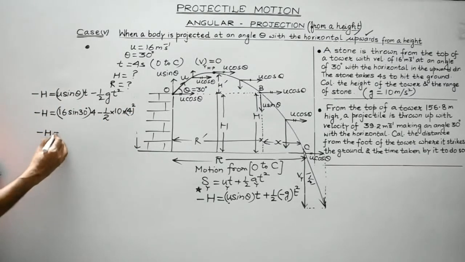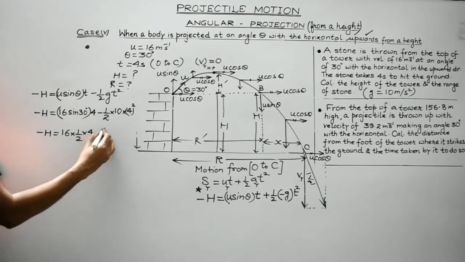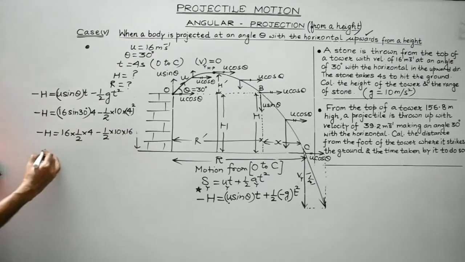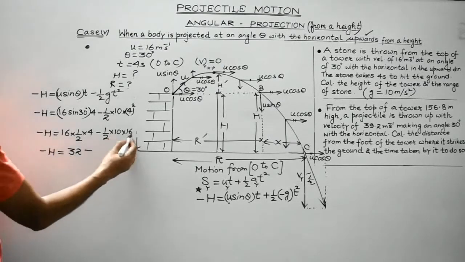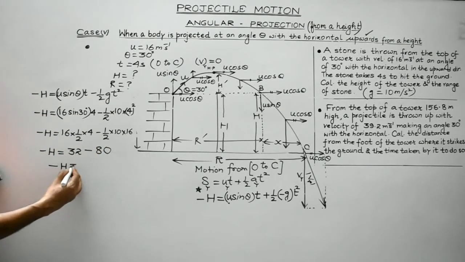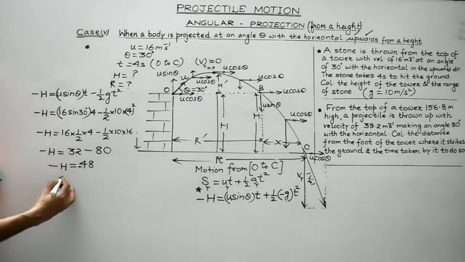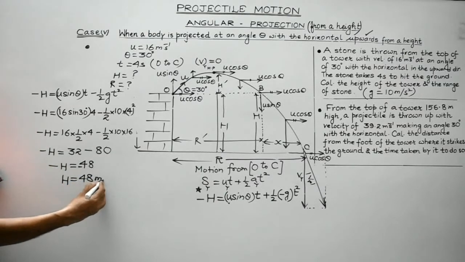Let's solve it now. So minus h is equal to 16 sine 30, and sine 30 is half. Minus half into 10 into 16. So what we get is minus h is equal to 32 minus 160 by 2, that is 80. So minus h is equal to minus 48. Minus minus get cancelled. So h would be equal to 48 meters.